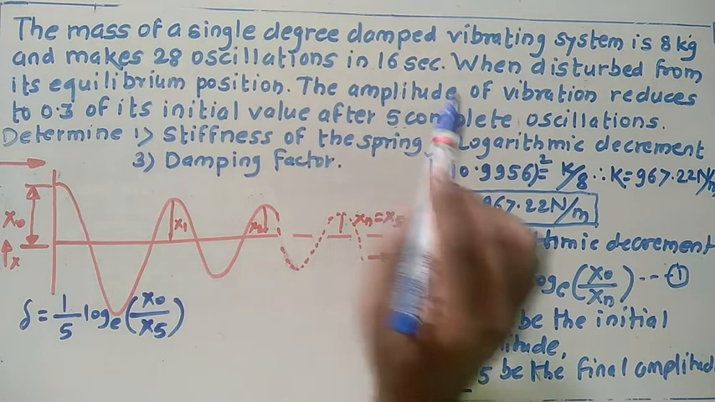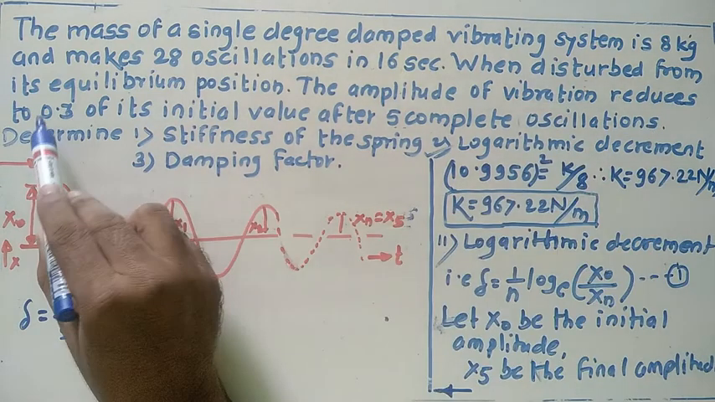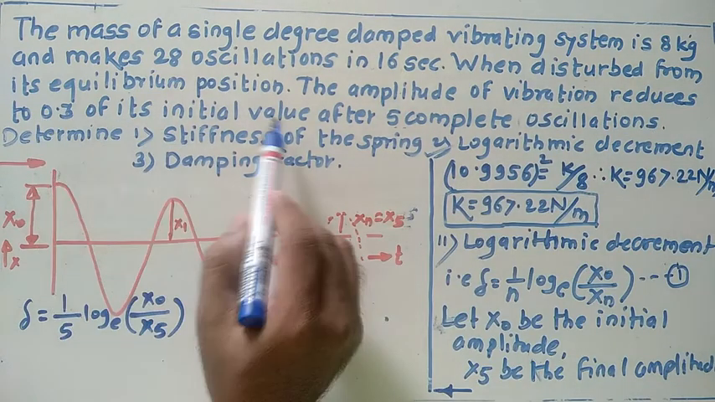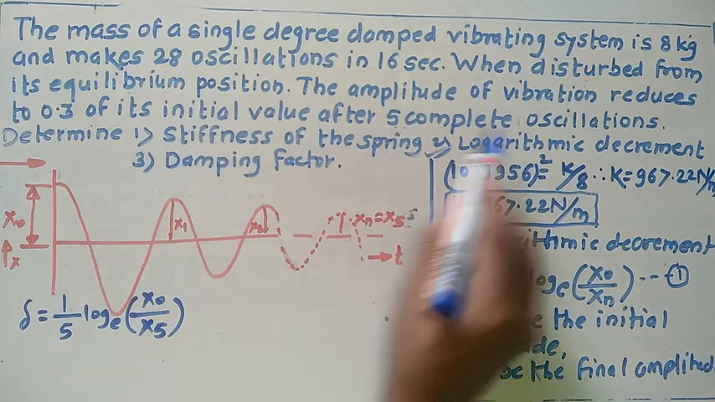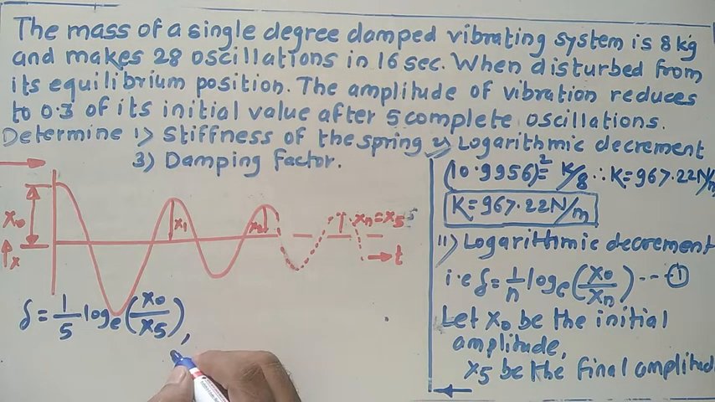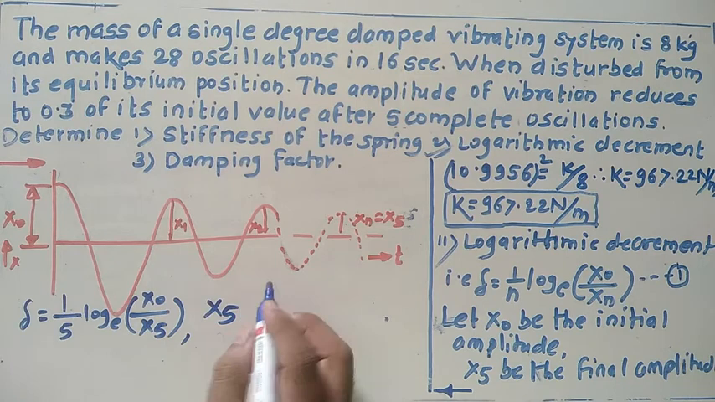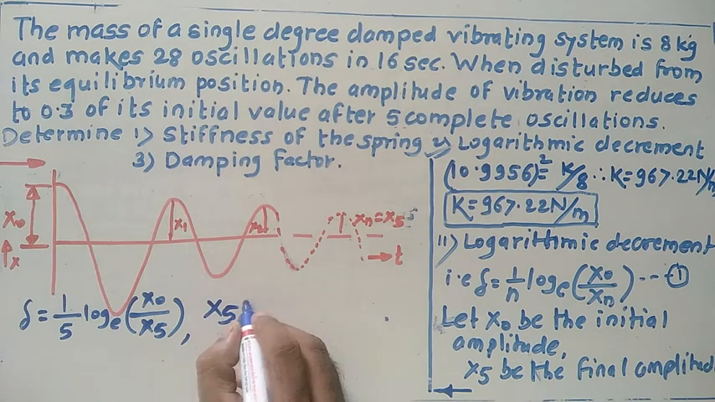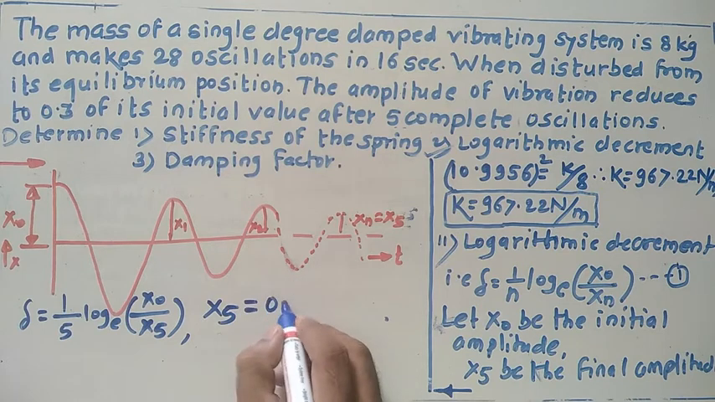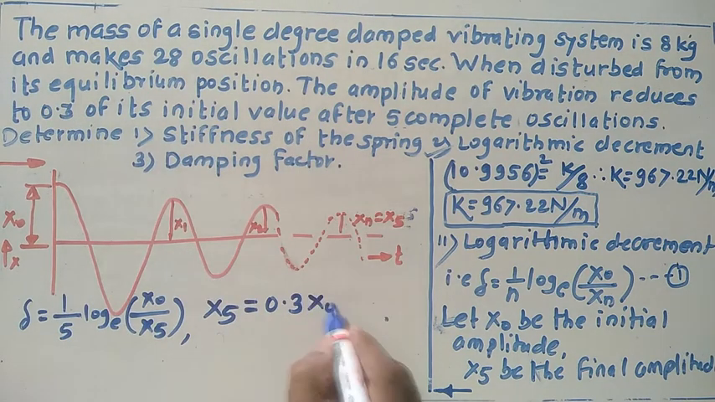The amplitude of the vibration reduces to 0.3 of its initial value after 5 complete oscillations. So what about that relation? Simply we can write it like this: whatever the amplitude after completion of 5 oscillations must equal 0.3 of its initial value. The initial value with us is x naught.